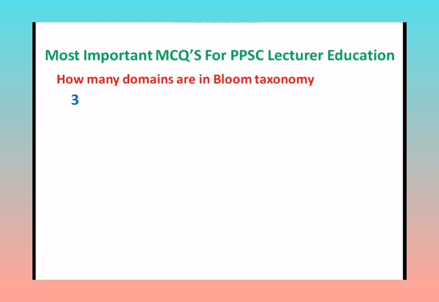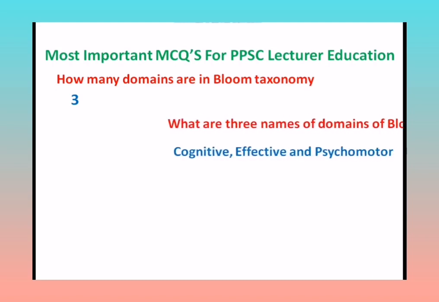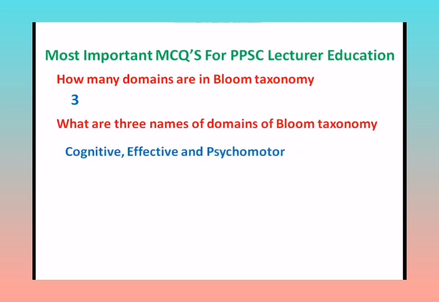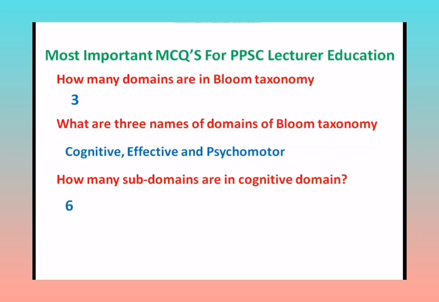How many domains are in Bloom's taxonomy? There are 3 domains in Bloom's taxonomy. What are the 3 names of domains of Bloom's taxonomy? Cognitive, affective, and psychomotor. These are the 3 names of domains of Bloom's taxonomy. How many subdomains are in the cognitive domain? There are 6 subdomains in the cognitive domain. The first subdomain of the cognitive domain is knowledge.